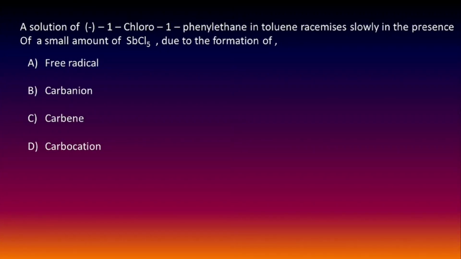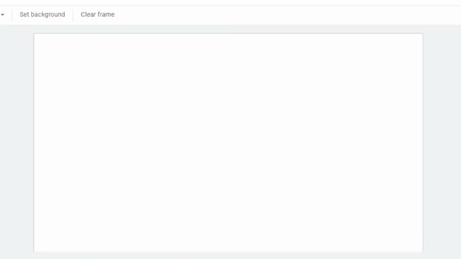So the second question is: a solution of levorotatory 1-chloro-1-phenylethane in toluene, where toluene is a solvent, racemizes slowly in the presence of a small amount of SbCl5 due to the formation of what? So what will be the right answer? Radical, carbanion, carbene or carbocation? Let's do it.